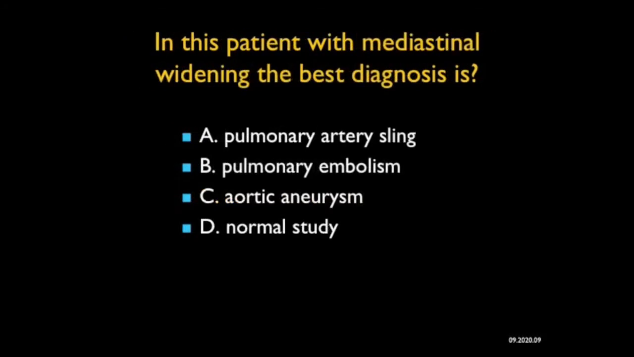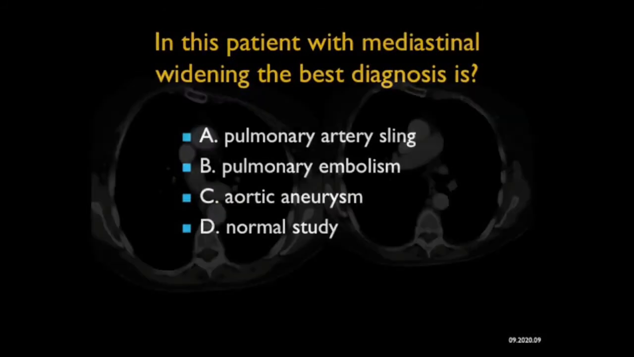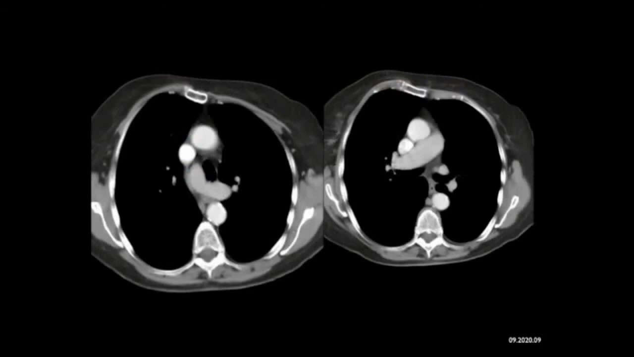This patient had mediastinal widening. What's the best diagnosis? And I gave you 4 choices, but when you look at the images, either you recognize it or you don't. The main pulmonary artery and right pulmonary artery look good, but where's the left pulmonary artery? It's going behind the trachea and then coming across right to left. That's the classic appearance of anomalous course of the left pulmonary artery or a pulmonary sling.